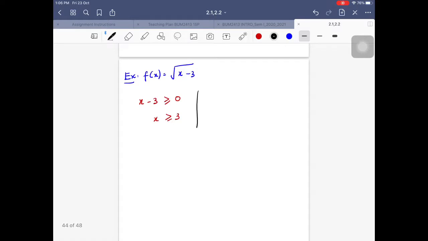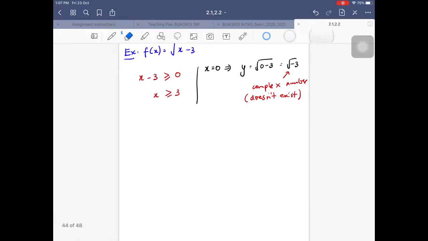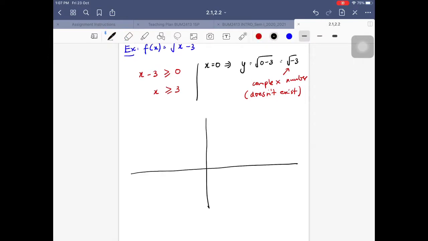And where is going to be the intercept? The y-intercept is going to be when x is equal to 0. So when x is equal to 0, y is going to equal square root of 0 minus 3. So it's going to be square root of negative 3. And we know about square root of negative 3: this number is a complex number. So what does it tell you when you have a complex number or undefined number? It tells you that the intercept does not exist. It wouldn't cross at the y-axis. So when I sketch, the graph is going to look like this.